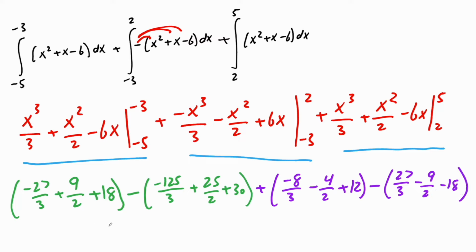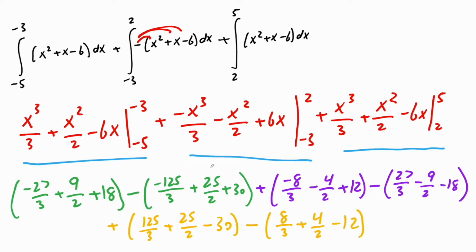And now we'll do the last piece. So plus, we plug in a 5. We're going to get 125 divided by 3 plus 5 squared, so 25 divided by 2. Negative 6 times 5 is negative 30. Close it, minus, parentheses, same idea. 2 cubed is 8 divided by 3, plus 2 squared is 4 divided by 2. And negative 6 times 2 is negative 12.